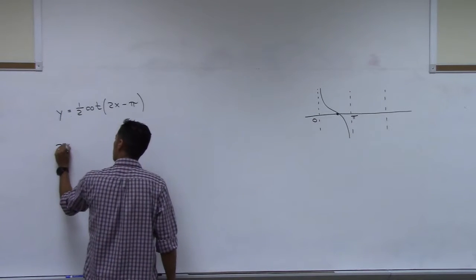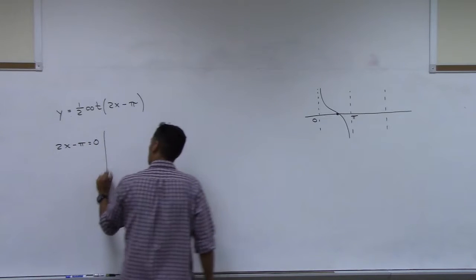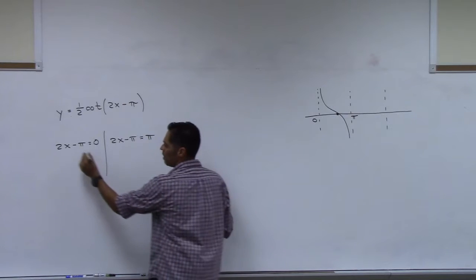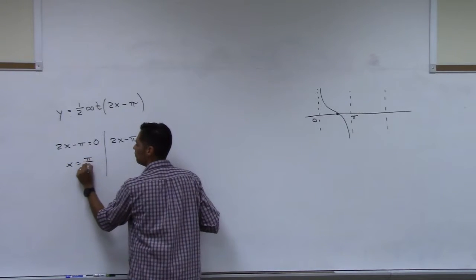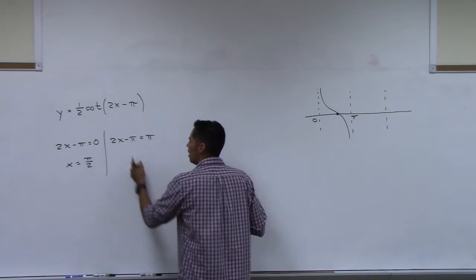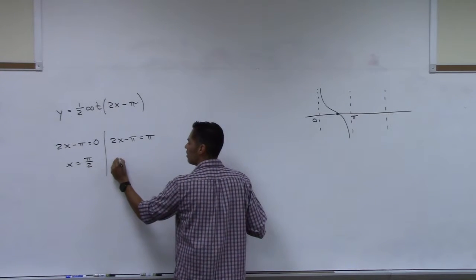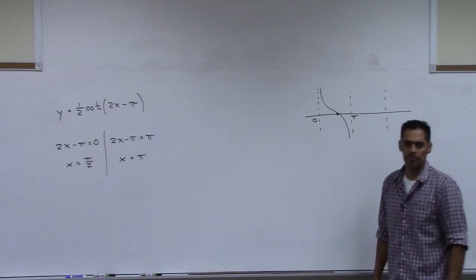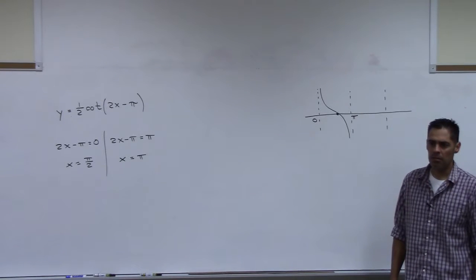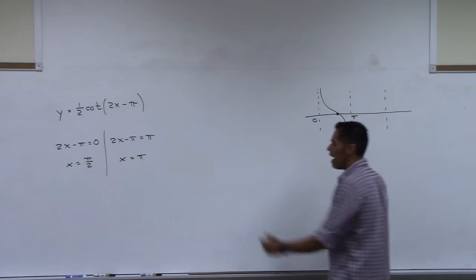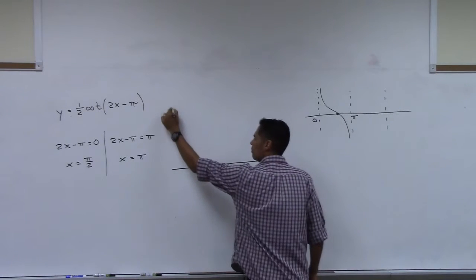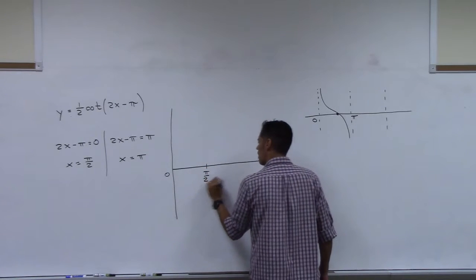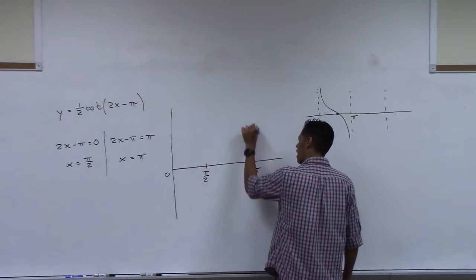So I take 2x minus pi and set it to 0. I take 2x minus pi and set it to pi. On the first one, when I solve for x, I get pi over 2, moving the pi over and dividing by 2. Here, when I add pi to both sides, I get 2x equals 2 pi, and that means x is pi. That fair? So that means my graph is going to start at pi over 2 and end at pi, and I will have vertical asymptotes there.